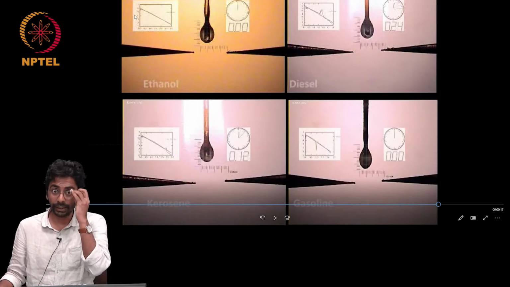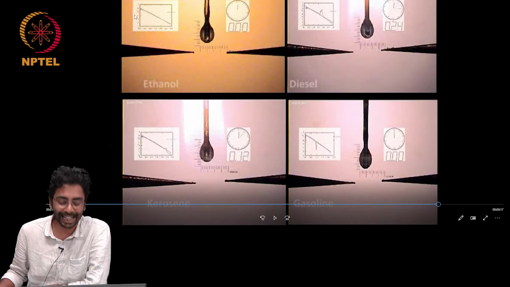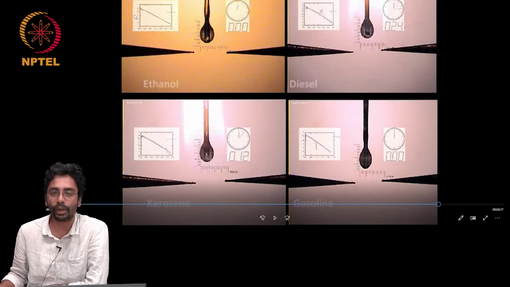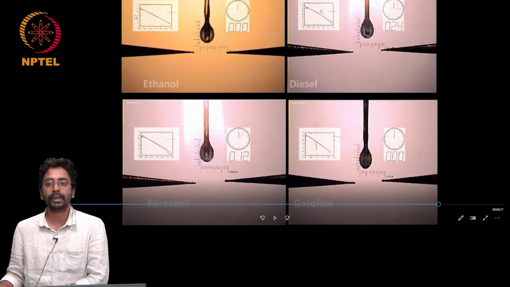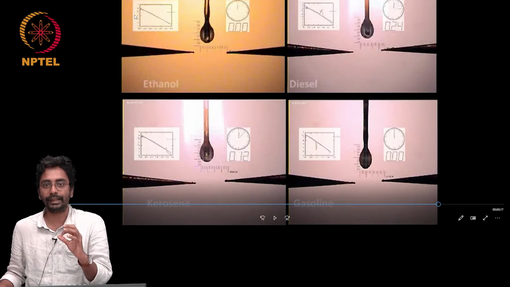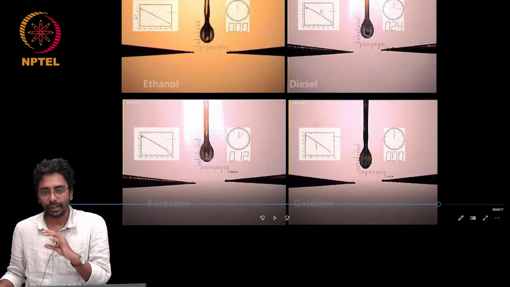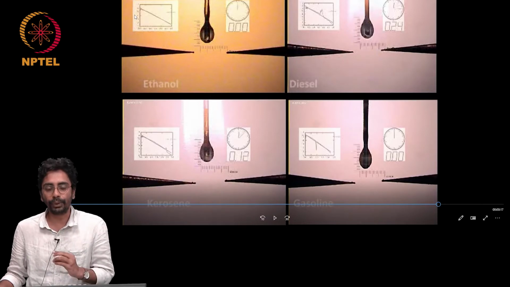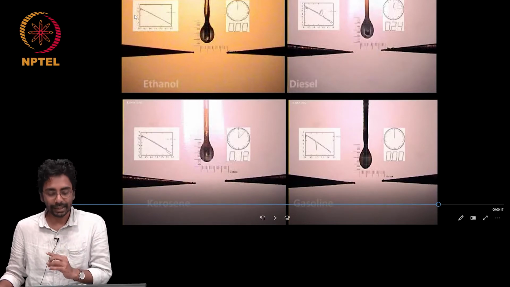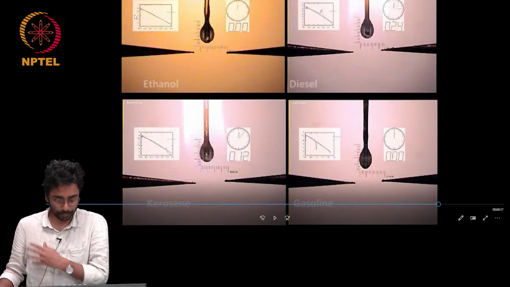Let me repeat that. The x axis is the time and the y axis is the square of the droplet diameter. And what do we notice in all the 4 cases? It is that the diameter squared as a function of time is a straight line. And this is the most important input that one needs in designing liquid fuel combustion systems. We will see how.